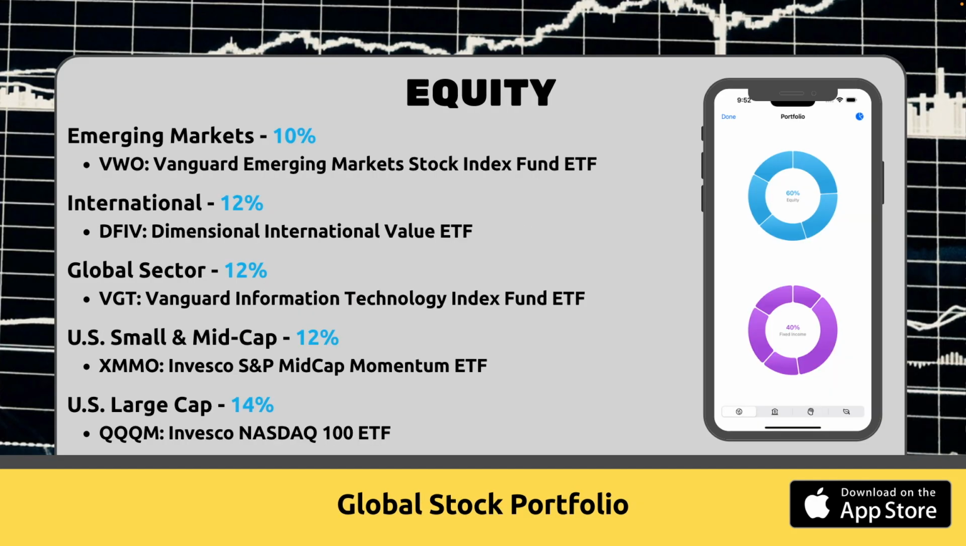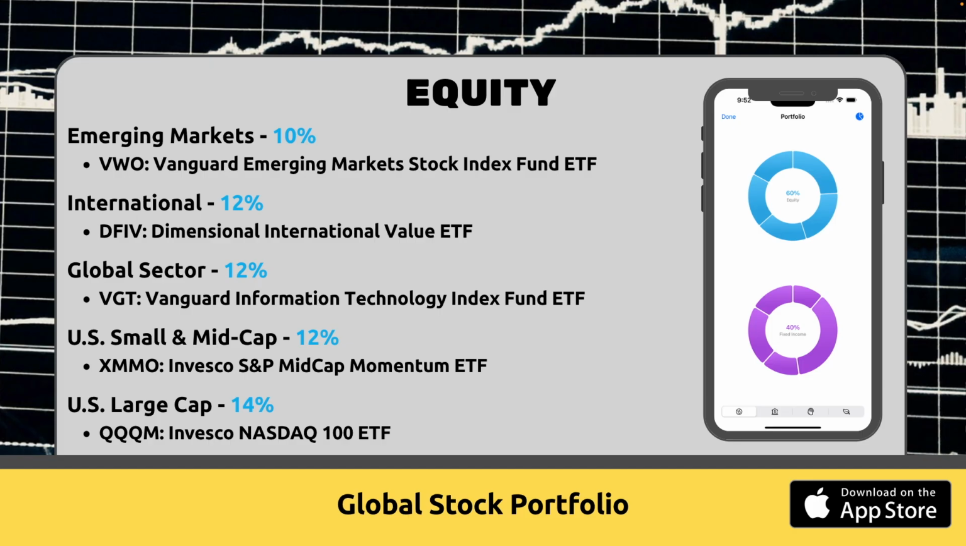For the equity part of our portfolio, we're going to use 10% in VWO for emerging markets, 12% in DFIV for international value, 12% in VGT for some tech, 12% XMMO for some mid-cap momentum, and 14% QQQM for some US large cap.